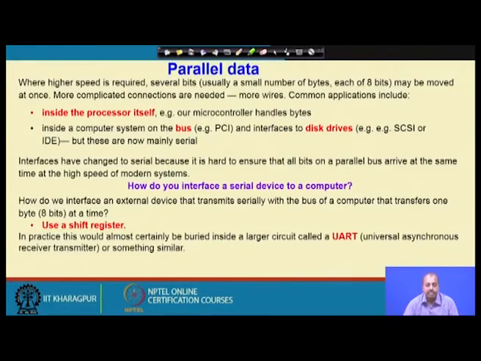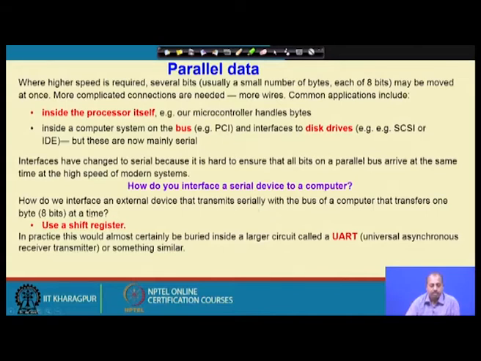Where higher speed is necessary, several bits are transmitted and may be moved at once, and more complicated connections are needed, with more wires, like inside the processor itself or inside the computer. So, how do you connect this serial device to a computer?